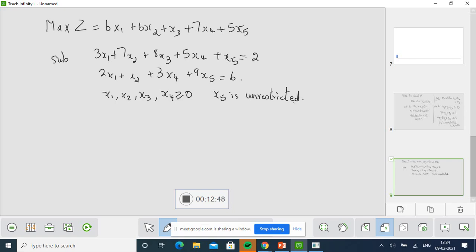So write down the primal contains two constraints, 5 variables. Dual will contain how many variables? Dual will contain two only, just the reverse. The dual will contain two variables and 5 constraints.